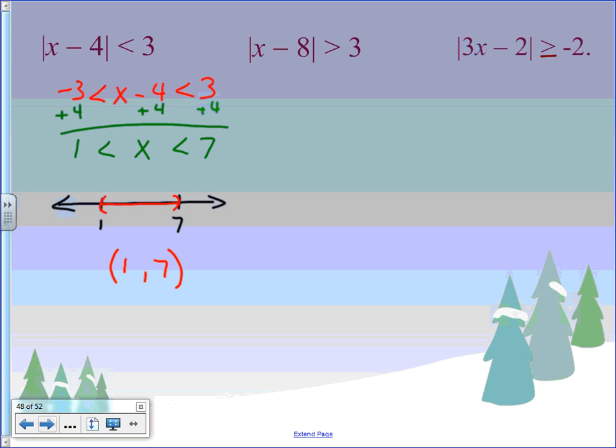What would be my set builder notation? The set of all x such that, and I go back up and find the inequality, sorry. 1 is less than x is less than 7, and there it is. Okay, so there's a graph, set builder, and interval notation. Please copy the example in the middle of the page. Absolute value of x minus 8 is greater than 3.